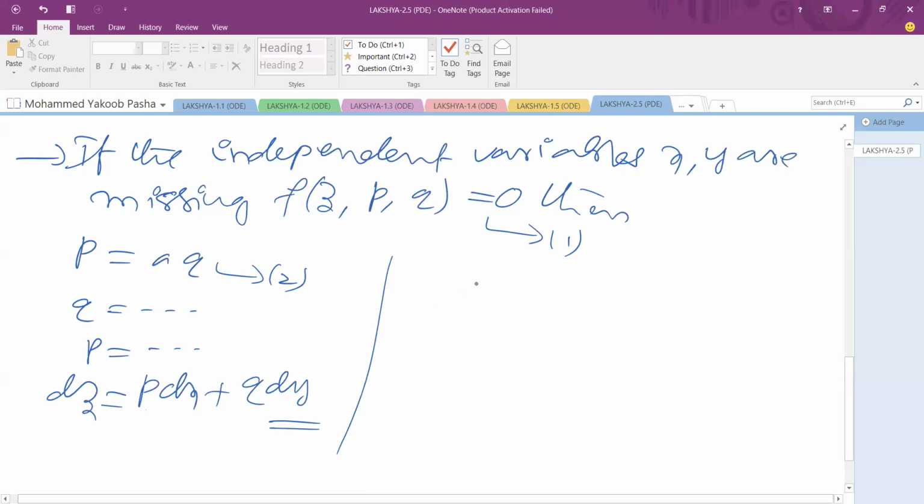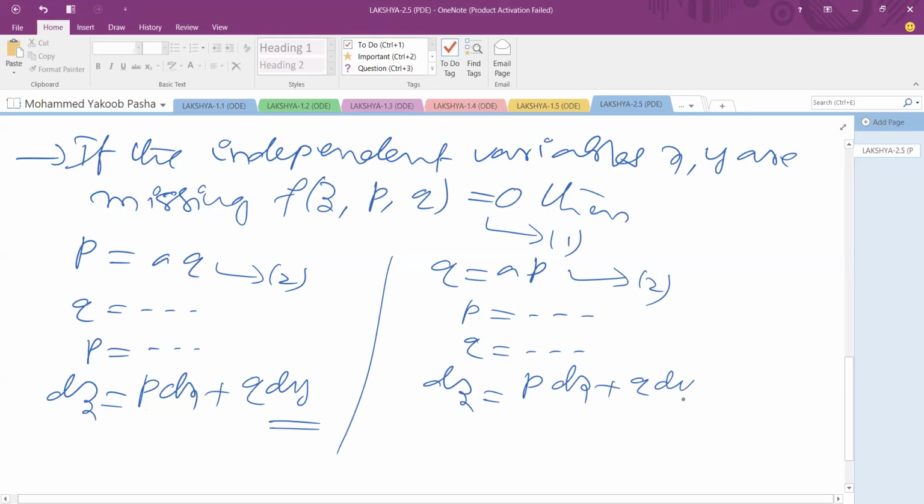The other way is q = ap. Let it be equation number 2, and solving equations 1 and 2, we get the p value, and substitute the p value in equation 2, we get the q value. Same, write the p and q values in dz = p dx + q dy, and after integration we get the required solution of the non-linear PDE.